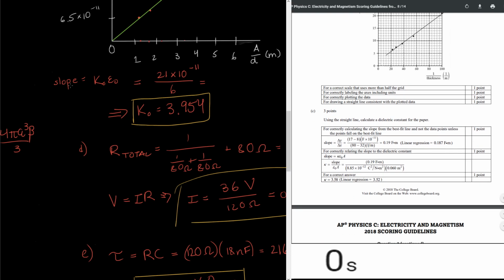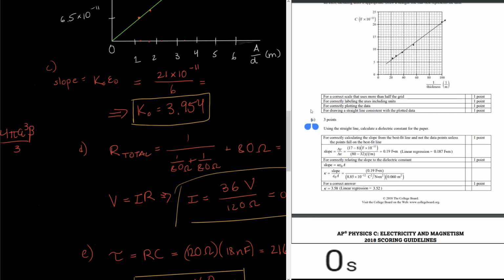Part C, which again I did not draw in. Using a straight line, compute a dielectric constant for the paper. For correctly calculating the slope from the best fit line, and not the data points, unless the points fall on the best fit line. Interesting. I can also use points that fall on the best fit line. So the slope, they're calculating their slope to be something slightly different. So we found our slope to be this.